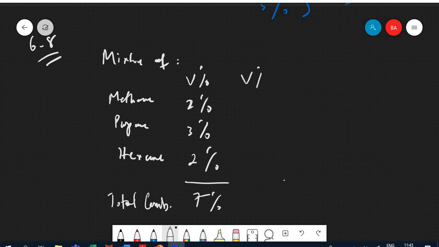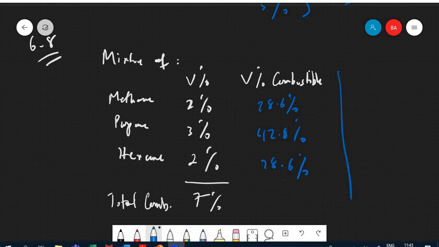If I want to now find the volume percentage based on the total combustible gases, this will be 2 divided by 7. 2 divided by 7 is, let me write this in a different color, 28.6%, and now this will be 42.8%, and this will be 28.6%. Great. And just to continue our problem here, do we have our LFL? Yes, we have our LFL for each one of them. Here, the LFL from Appendix B, this was 5%, and this is 2.1%, and 1.2%. So in percentage: 5, 2.1, and 1.2.